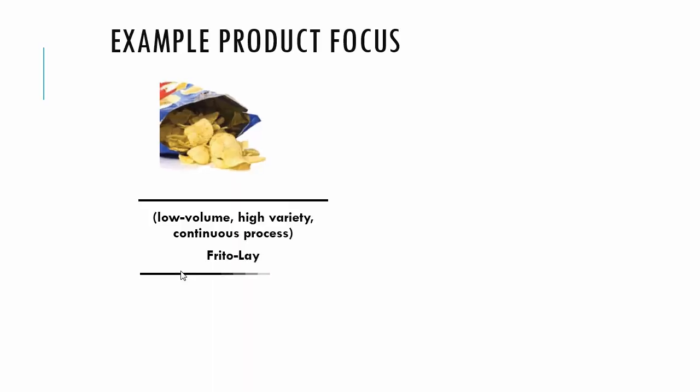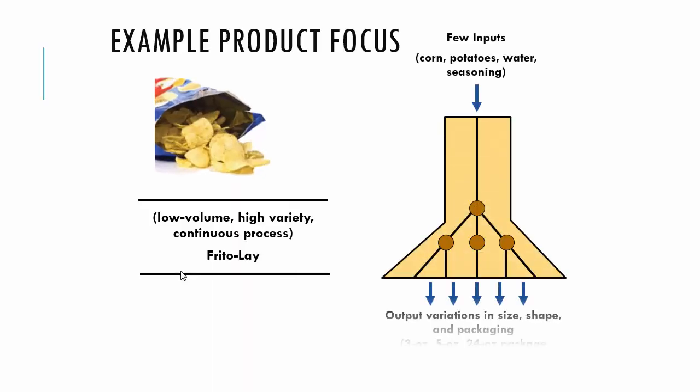One example of the product focus is Frito-Lay making potato chips. Very few inputs for one particular product, say regular salted chips, go in. Once we start making this style of chip, we want to keep making it for an extended period of time before switching over to a different style. The output variations might include changes in packaging.